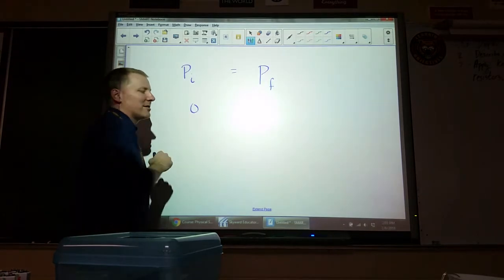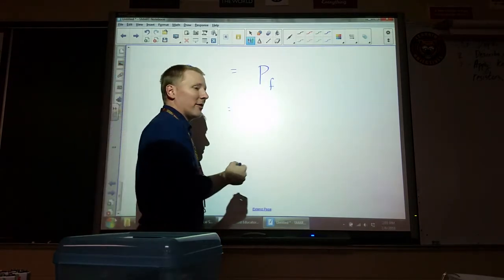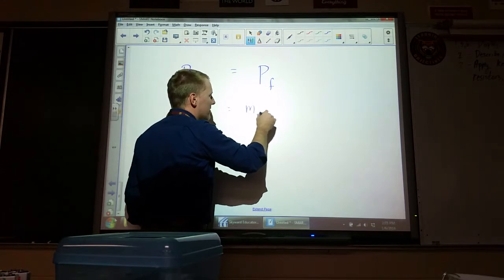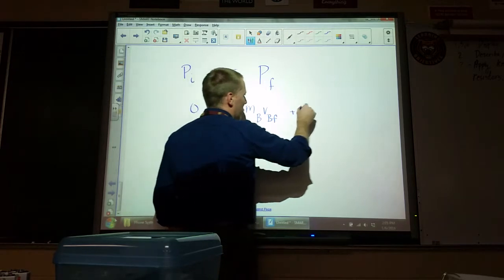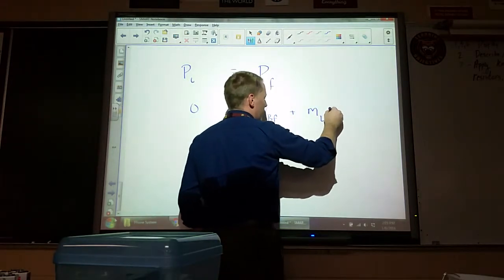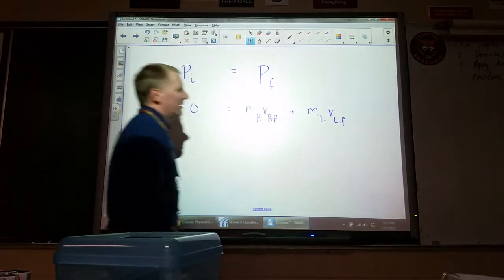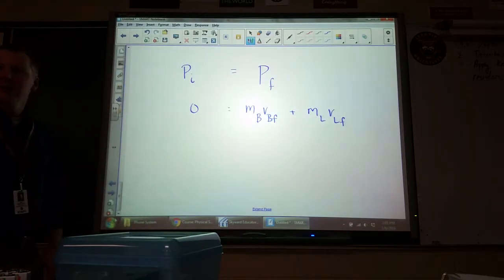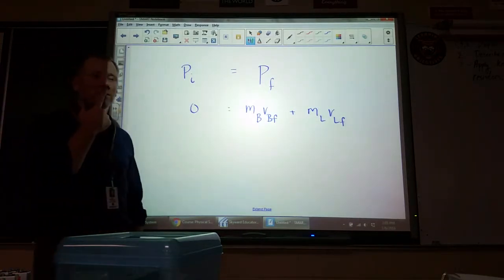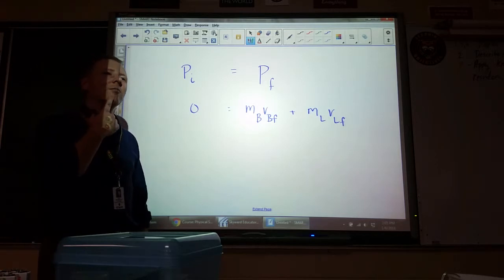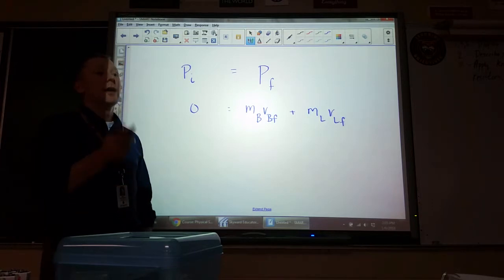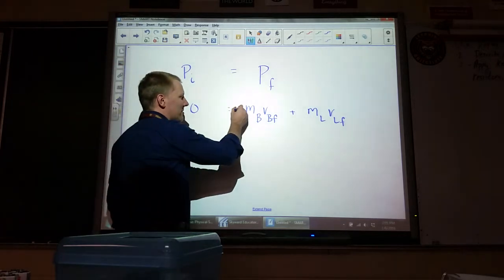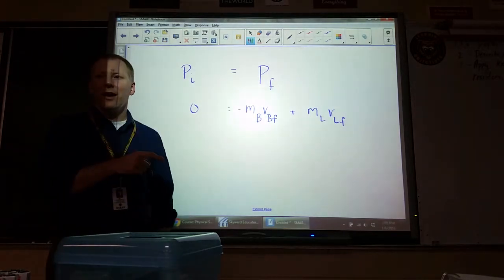So if they have 0 momentum before, well, both of them are moving, right? So you'd have a big mass times the velocity, the big mass final, plus a little mass times the velocity of that person. What has to be true about those 2 velocities? There are a couple of things we can say. Like, one has to be moving in the exact opposite direction of the other. So one would have to be in the negative direction, the other would have to be positive.